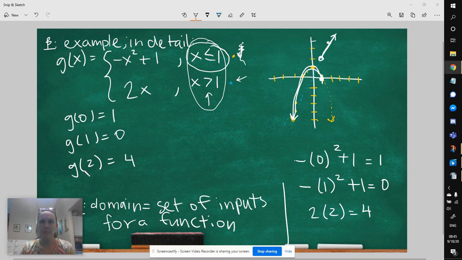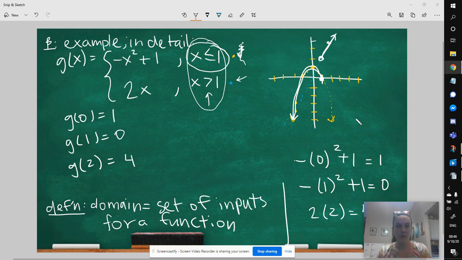Great, I'm going to move my face for a second. What if I wanted to plug in 2? All right, well, I say, okay, x equals 2 is bigger than 1. So I need to plug that into the second subfunction. So now when I'm doing my math over here, it doesn't look the same as the first two because I've plugged 2 into the second function. So 2 times 2 is 4, g of 2 is 4.